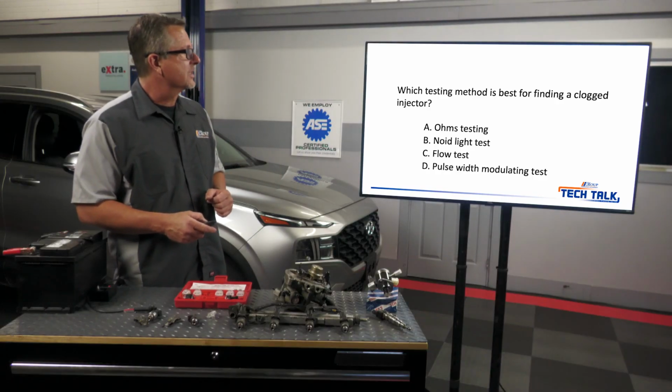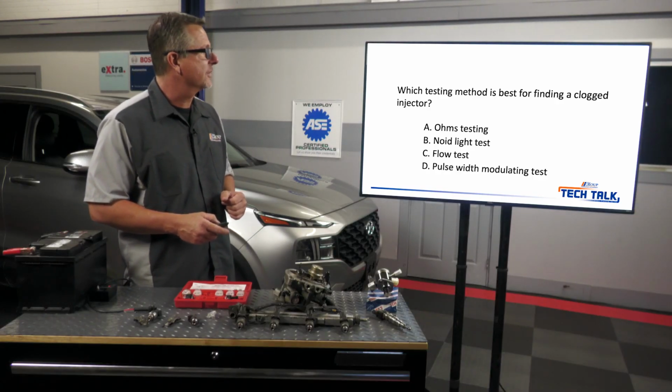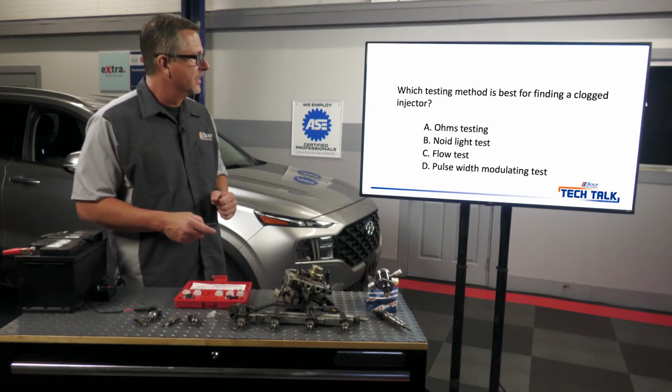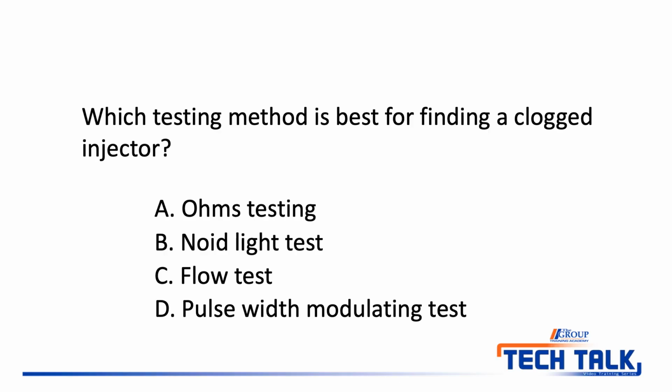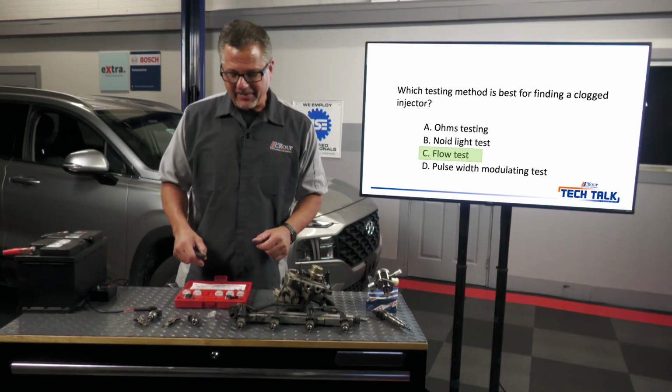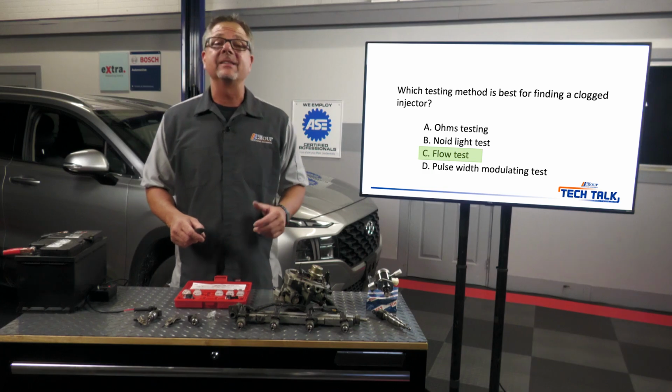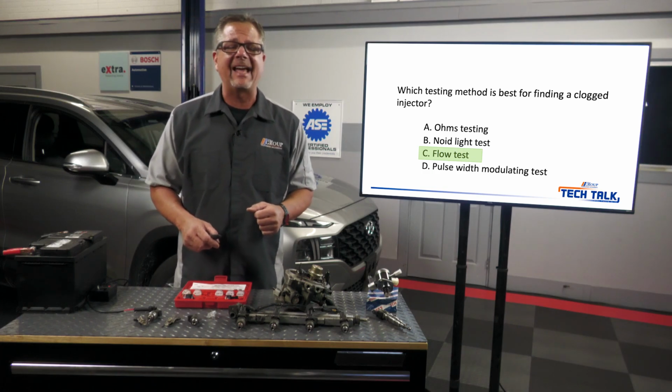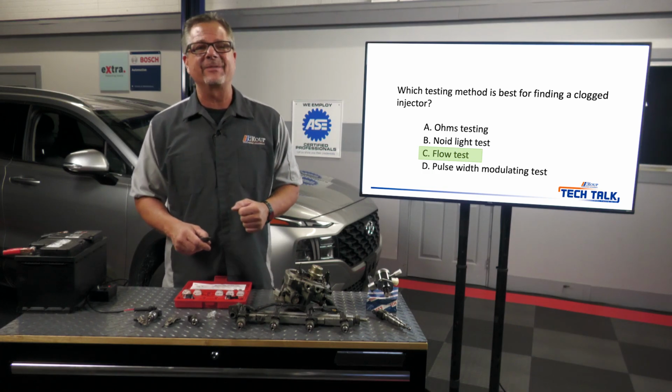So our question says, which testing method is best for finding a clogged injector? Ohms testing? Well, that is, but which one is best? Noid light testing? That's good too. Pulse width modulation test? It's good to look at that, but really to find a clogged injector, you want to run a flow test. Well, now you know all about injectors, how they work, what happens when they're not working. This is going to be real helpful when you take that ASE A-8 engine performance exam.